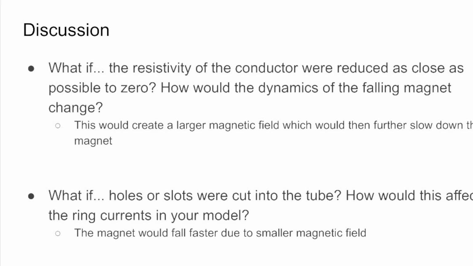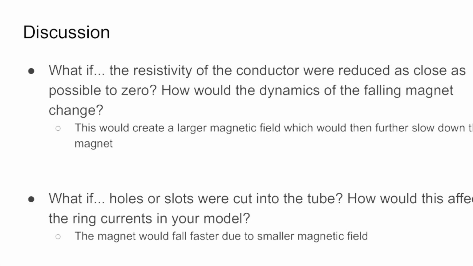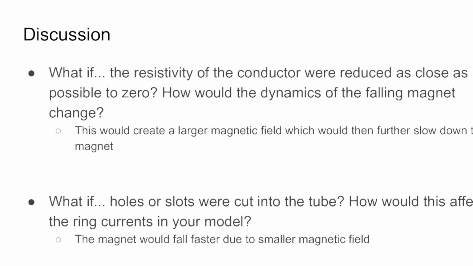What if holes or slots were cut into the tube? How would this affect the ring? Well, the magnetic field would decrease, and therefore the magnet would fall faster due to the smaller magnetic field.